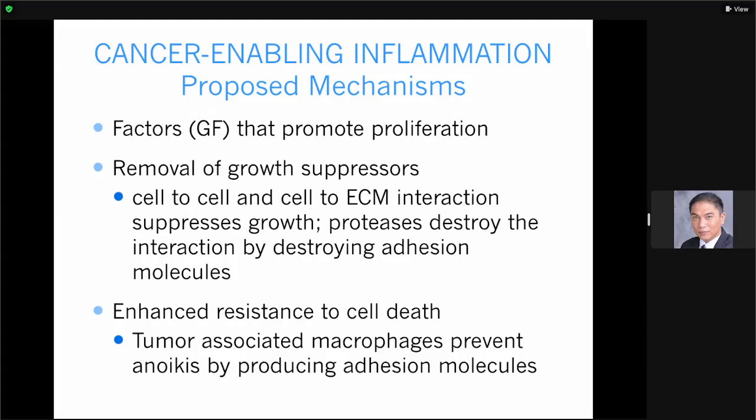Second is the removal of growth suppressors. Cell to cell and cell to extracellular matrix interaction suppresses growth. Proteases can destroy the interaction by destroying adhesion molecules. Next is enhanced resistance to cell death.